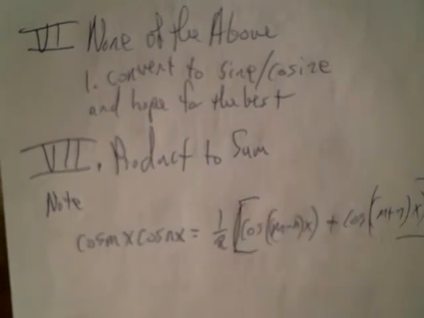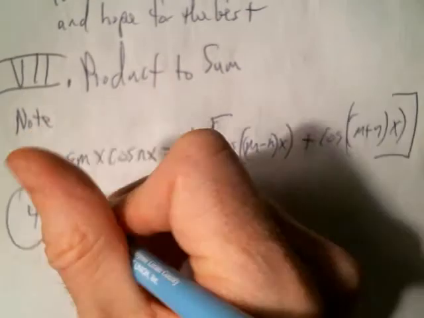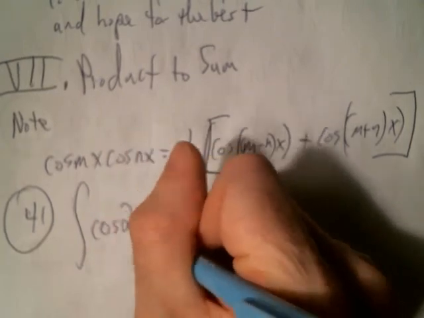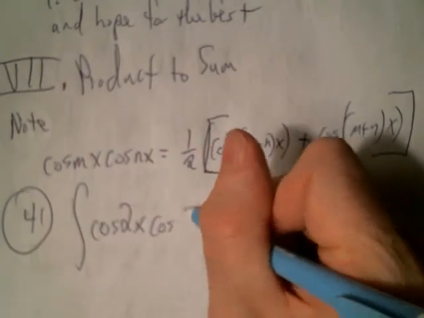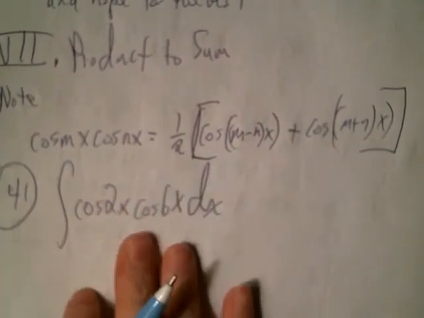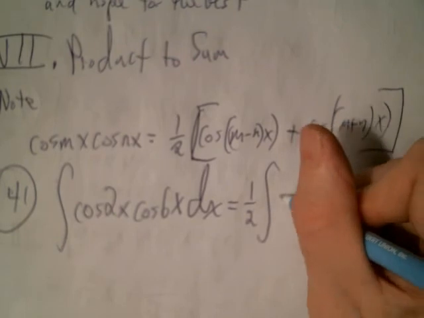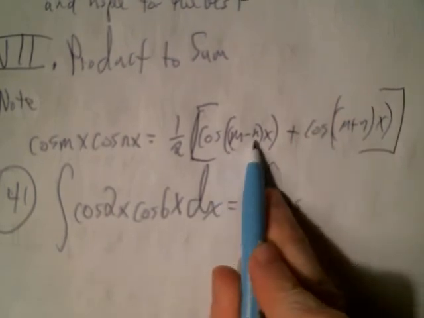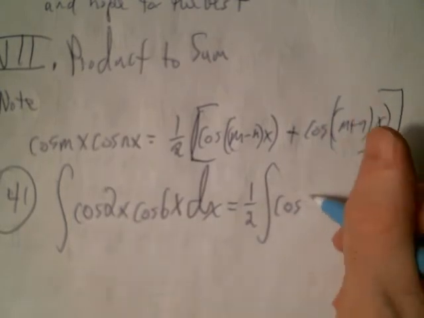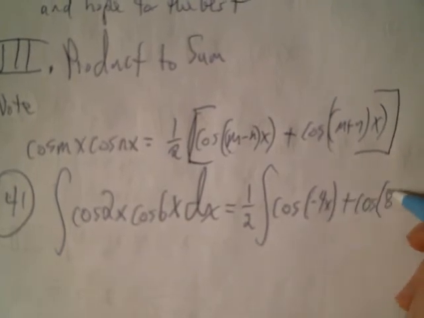Okay, so basically what you're going to do is if you have an integral of a product of two trig functions where their angles, the guts of the trig functions, are different. For example, the integral of cosine 2x times the cosine of 6x dx. You could use these formulas to rewrite them in ways that you will be able to integrate. So this will be equivalent to 1/2 times the integral of cosine of 2 minus 6. Okay, so using this formula, this is m and this is n. 2 minus 6 is negative 4x, and then plus cosine of 2 plus 6, which is 8x.